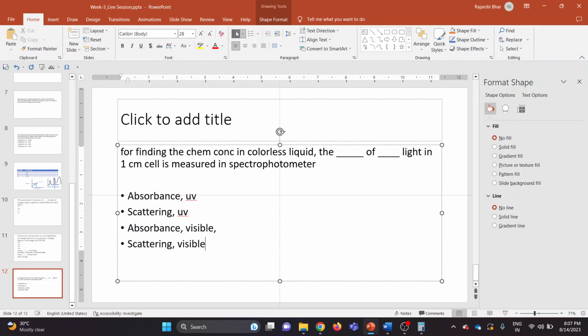For finding the chemical concentration in colorless liquid, the dash of dash light, first you have to say which property you are trying to determine, that is the first fill in the blank, and of which type of light. Is it visible or UV light? In 1 centimeter cell is measured in spectrophotometer. So first you need to identify what characteristic you are trying to measure, and the second blank is with which type of light or which wavelength.